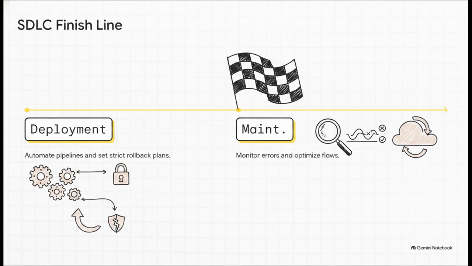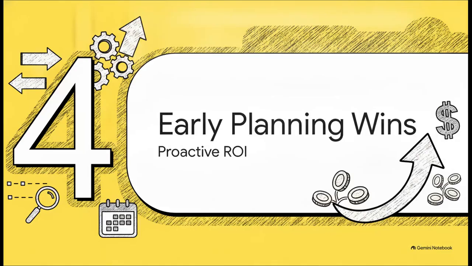In the maintenance and operations phase, you are proactively monitoring those connections for errors or latency. You're managing interface changes as external systems update, and you're continually optimizing those data flows as business needs evolve over time. Section 4. Why early planning wins.